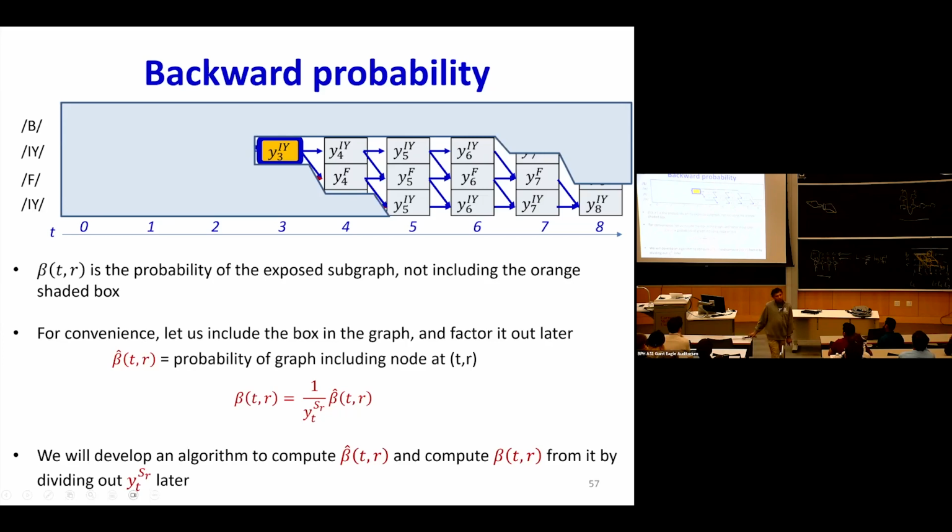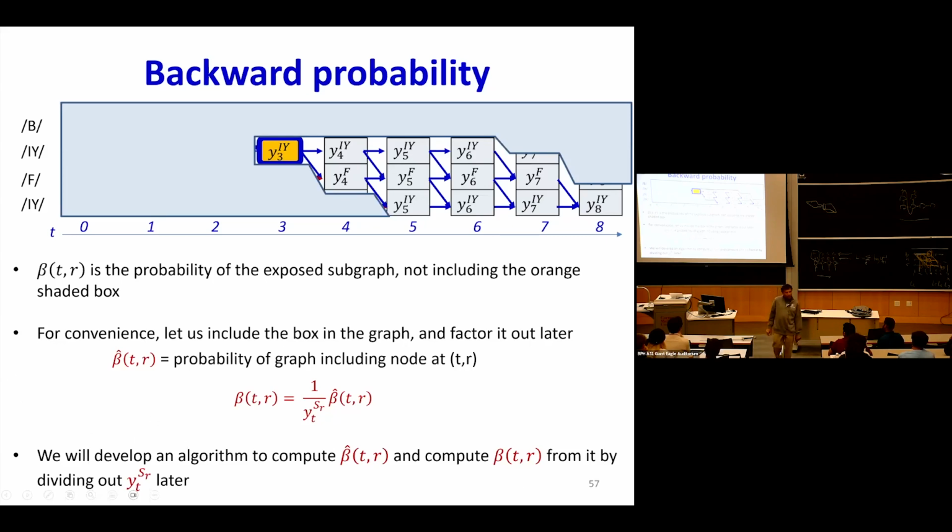So this is a computational efficiency thing. If I include this, then I can compute the total probability of all paths from that node to the end, and I divide it out. No biggie. And once I do so, then I can compute the probability of all paths starting from y3e till the end of the graph. That I'm calling beta 3e, okay?